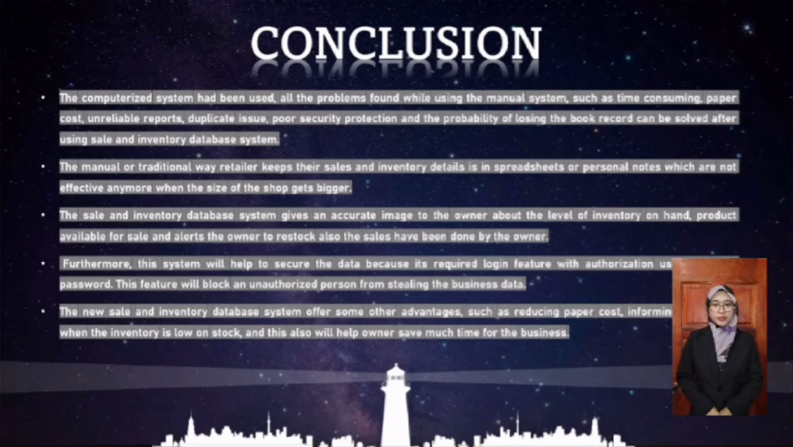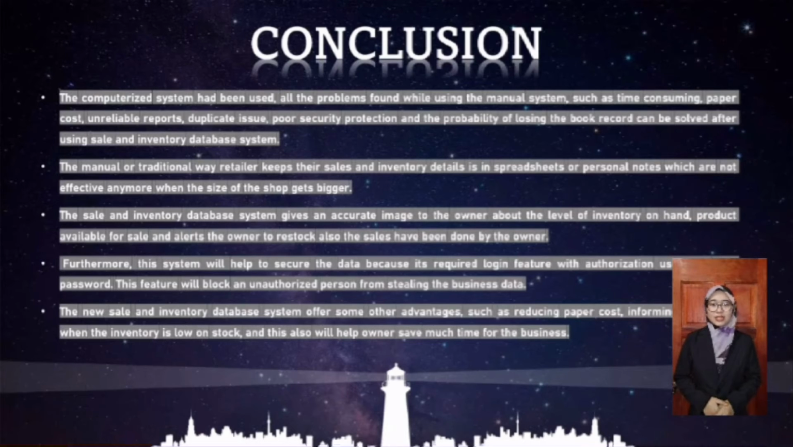Overall, after the computerized system has been used, all the problems found while using the manual system, such as time-consuming, paper costs, unreliable report, duplicates issue, poor security protection, and probability of losing the book's record, can be solved after using the sales and inventory database system.